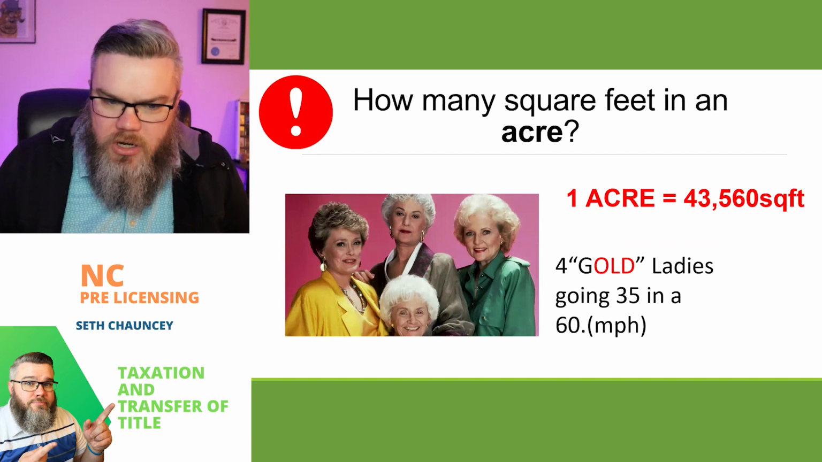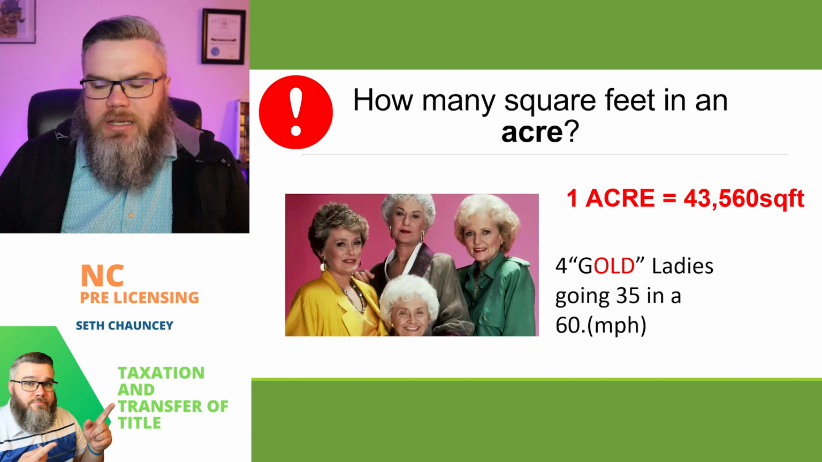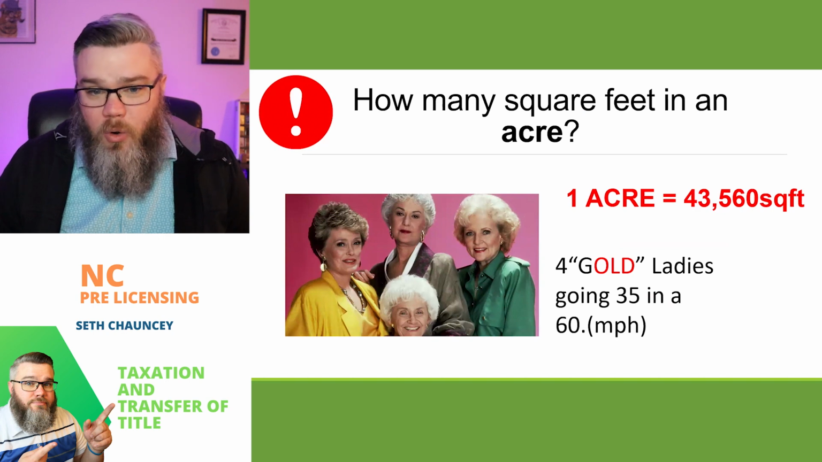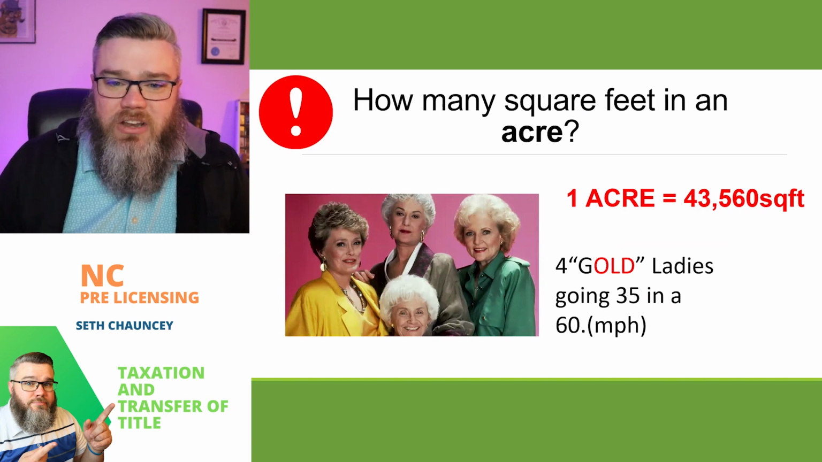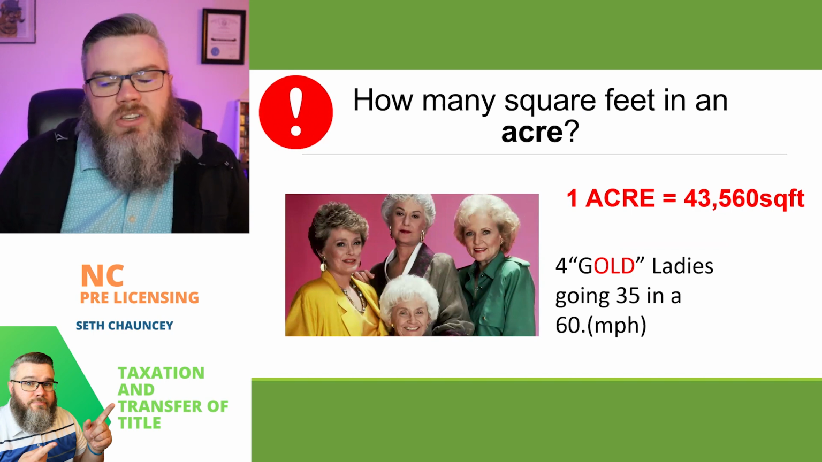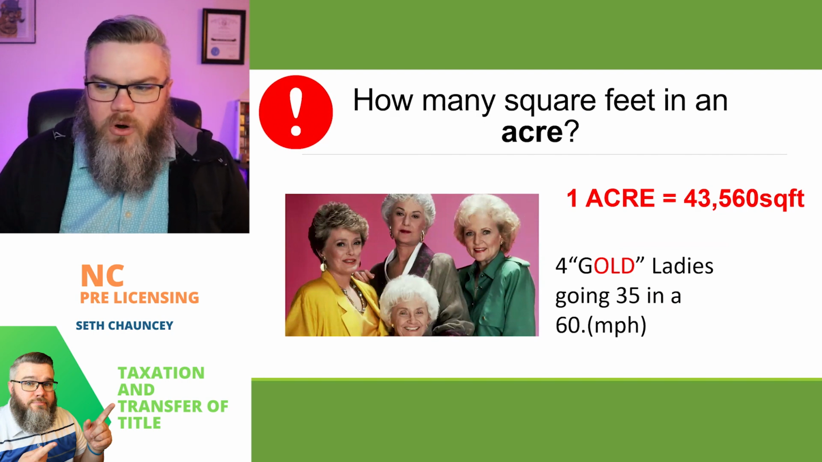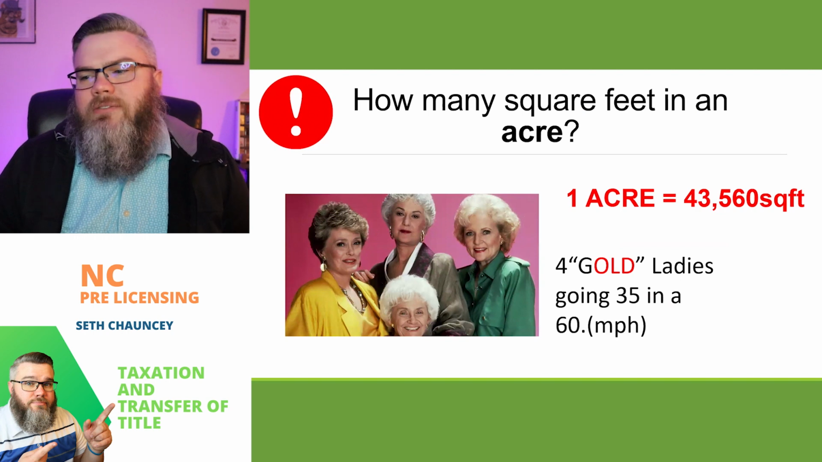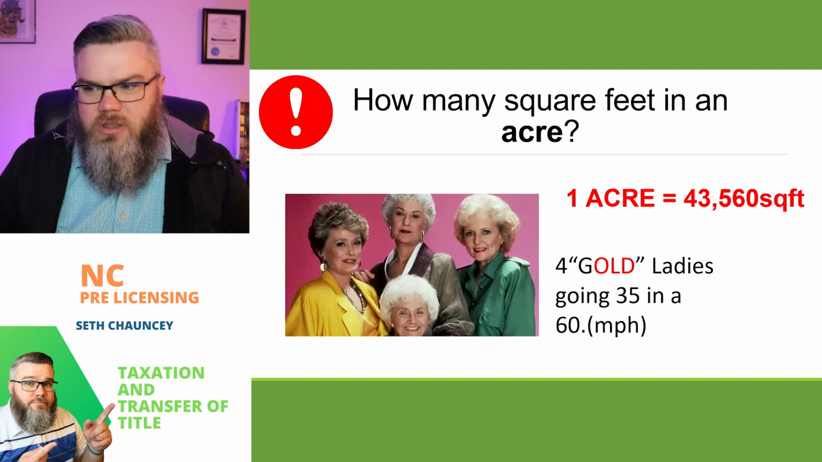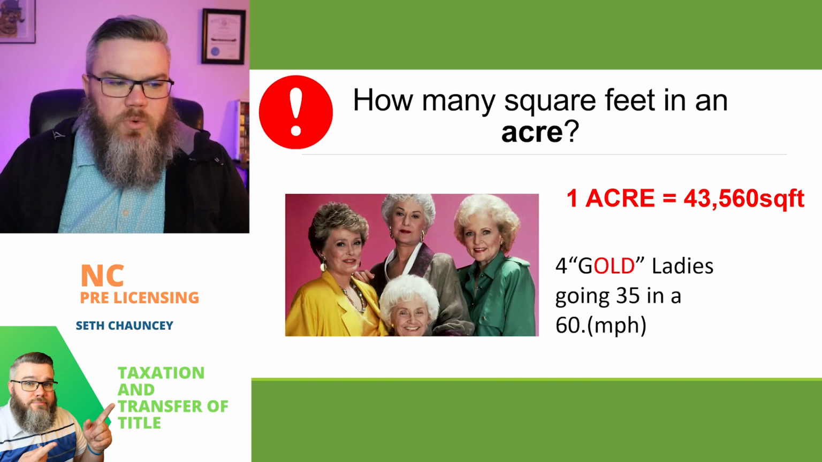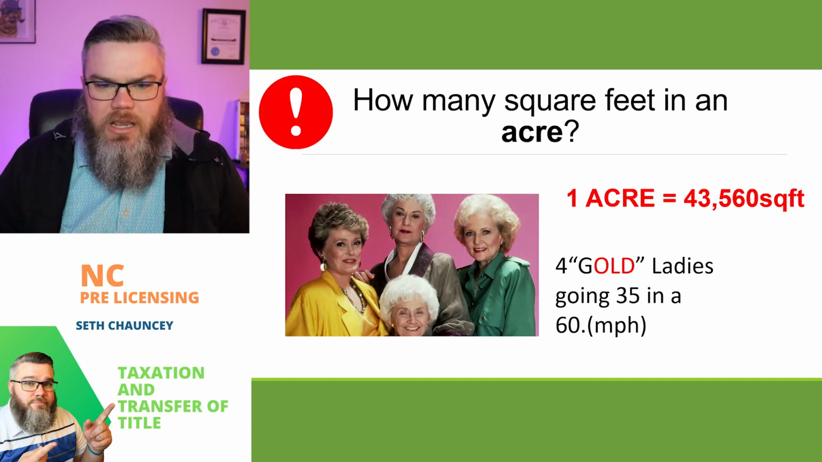Now, historically, we help you memorize it as 4 little old ladies driving 35 miles per hour in a 60 mile per hour zone. But in order to be a little less ageist and discriminatory, I turned it into gold ladies, okay? Everybody knows the Golden Girls. So 4 gold ladies going 35 in a 60. 43,560. That is how many square feet are in 1 acre.